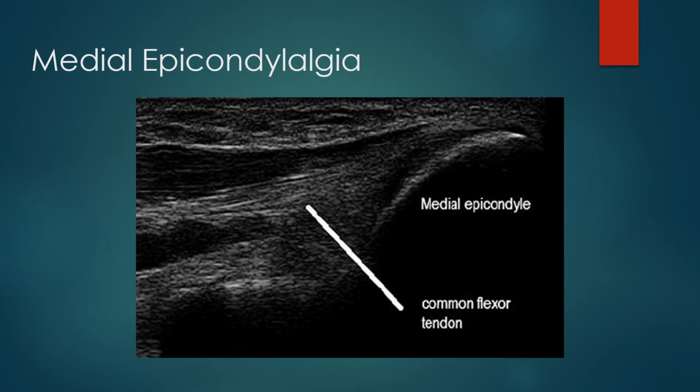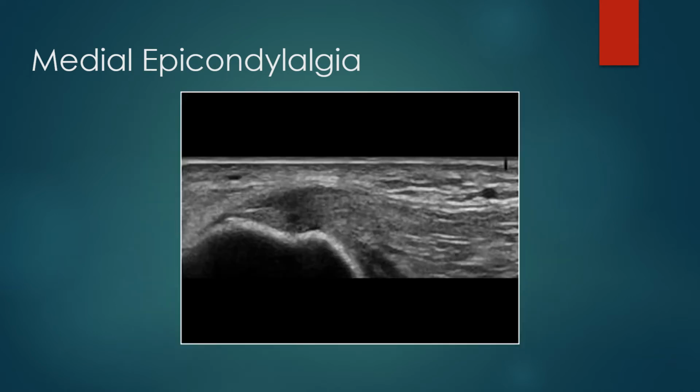So this is what a normal musculoskeletal ultrasound looks like in this particular area. So note the continuity of the fibers of the common flexor tendon and the smooth edges of the medial epicondyle. Now let's take a look at an abnormal musculoskeletal ultrasound of this area. So this is a longitudinal ultrasound again of the medial epicondyle and the common flexor tendon.